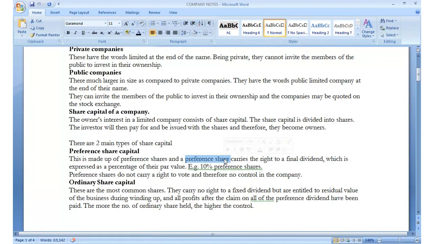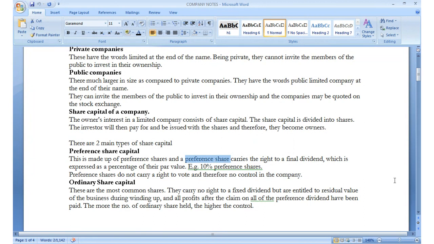So for preference shares, those people who have bought preference shares are entitled to a fixed dividend. It means that they must be paid a fixed dividend per year, regardless of the profit made by the business. So even if the business does not make any profit, they have to make a decision of where they're going to get money to pay these preference shares. Then we have the second one, ordinary share capital.